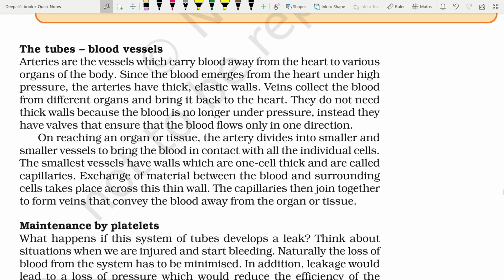So, did you understand the difference between arteries and veins? Yes. Arteries carry blood from the heart to the body's different organs, and veins carry blood from the body's different organs to the heart. Arteries have thick walls, whereas veins have thin walls. The arteries do not have valves, but veins do have valves. Arteries generally carry oxygenated blood except the pulmonary artery, and veins generally carry deoxygenated blood except the pulmonary vein.